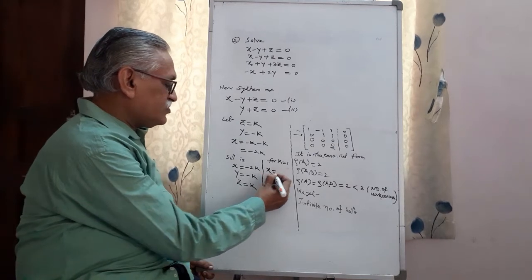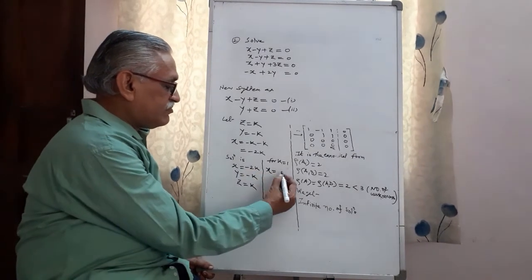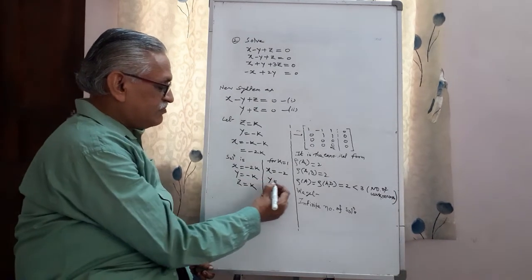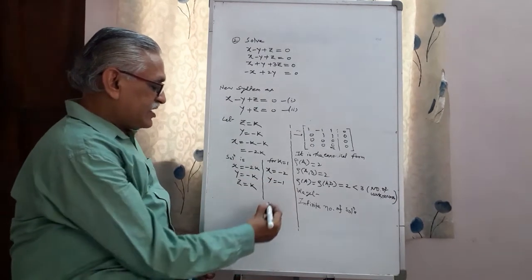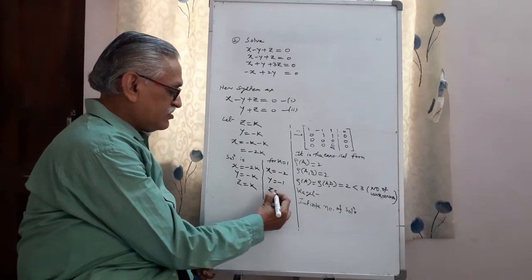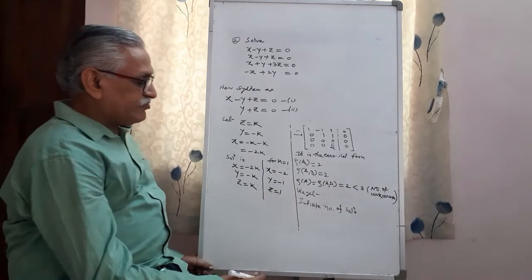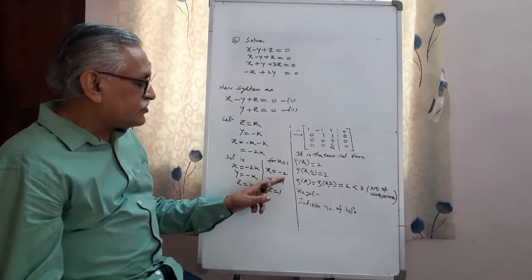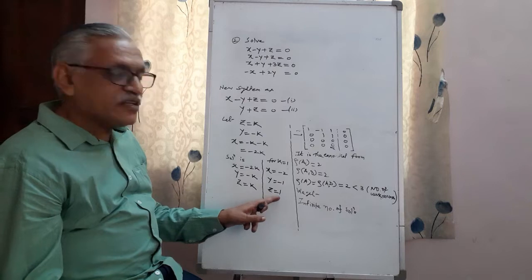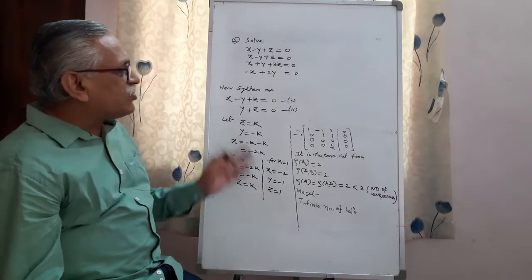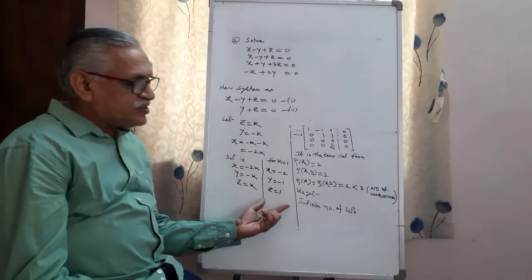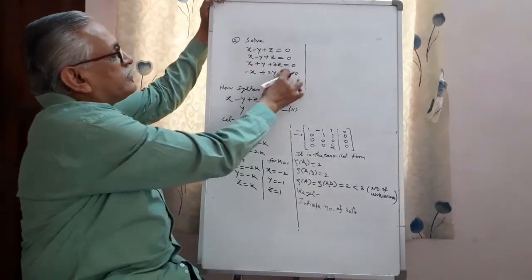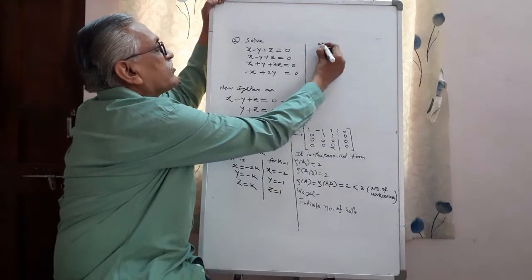We get x is equal to minus 2 into 1 minus 2, y is equal to minus k, and z is equal to k, which is 1. Therefore, this is one of the solutions: x is equal to minus 2, y equal to minus 1, and z equal to 1. And again we cross-check whether the obtained solution is correct or not by substituting in this equation. Therefore, cross-check.